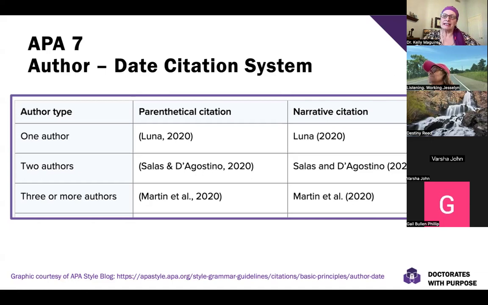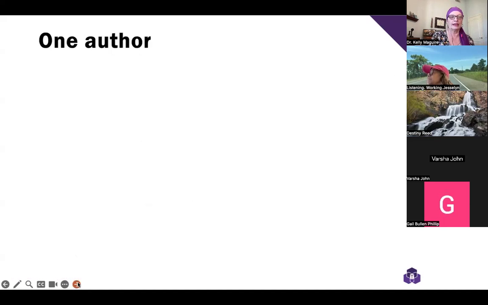Now, if you were to write this in narrative format, there's no comma in here. So it would be Martin et al. with the period, and then there's a space in here, and then it's followed by the parentheses with the year of publication. So let's look at what this would look like in real writing.